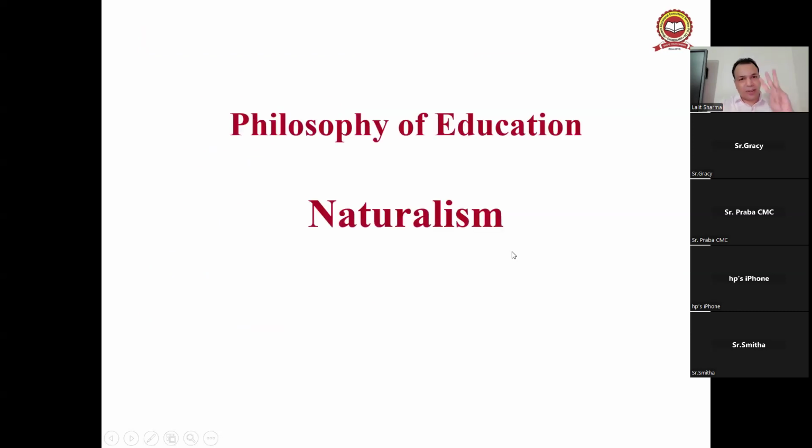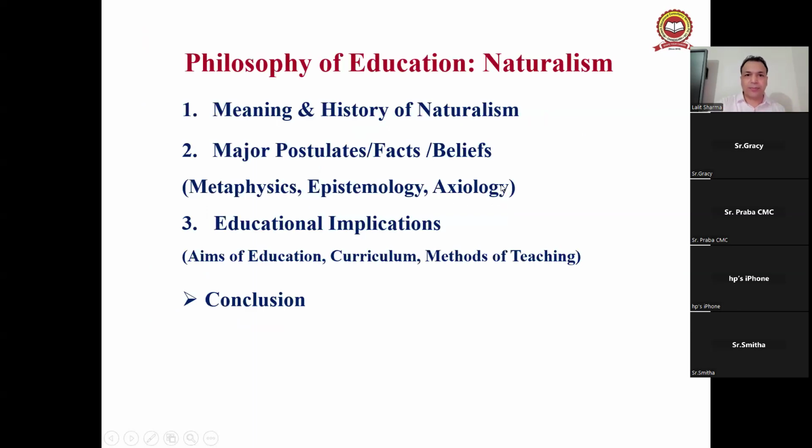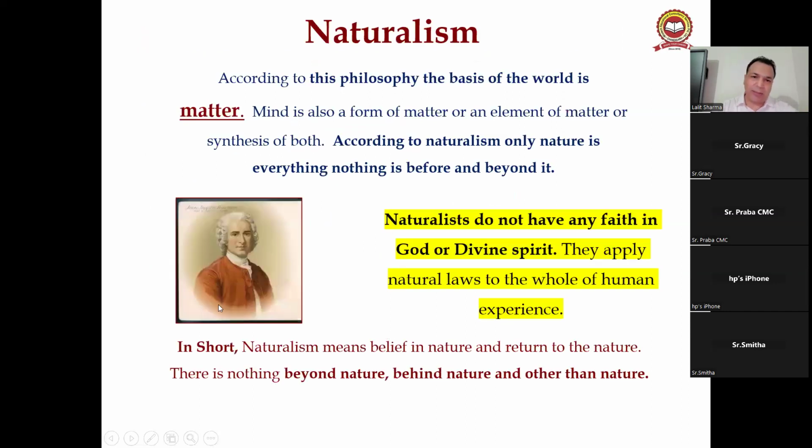Now the third philosophy we are doing is naturalism. It is very simple; in 5 minutes we will discuss it. Naturalism is the third Western school of philosophy. We will discuss the meaning and history of naturalism, major facts, and educational implications. Under naturalism, you must remember the name of Jean-Jacques Rousseau. According to this philosophy, the basis of the world is matter.